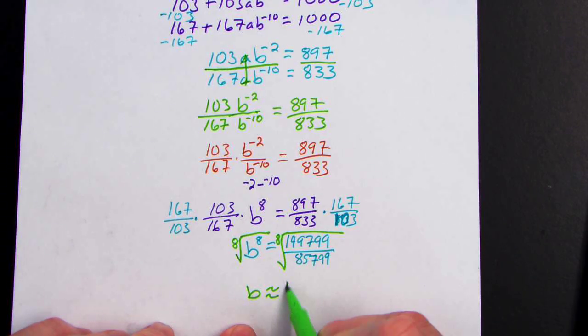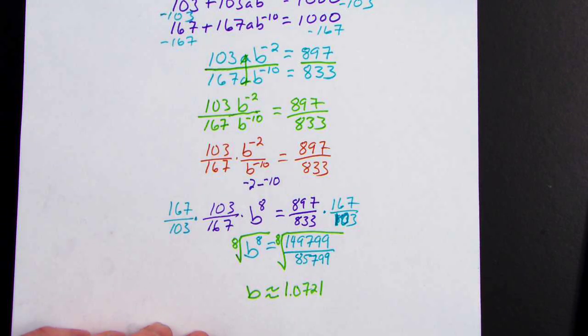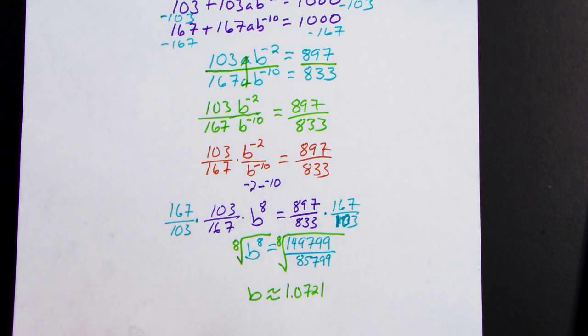which gives me approximately 1.721. And then there's a bunch of numbers after that. I'm just going to go out to this place and round to that number. Now I have a nice, well, messy, but nice approximation for b.